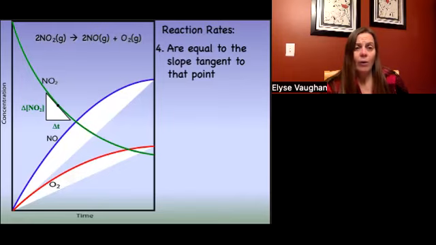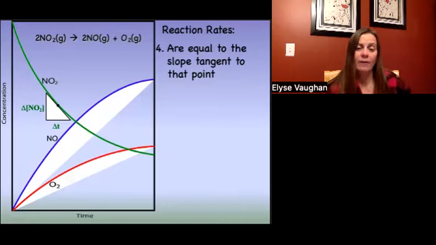So what do we know about reaction rates? We know that they are stoichiometrically related. We know that we can measure them by instantaneous rate, by average rate, or by initial rate. We know that increasing concentration, increasing surface area, and increasing temperature will all increase reaction rate. And that those opposites will all slow down the reaction rate.